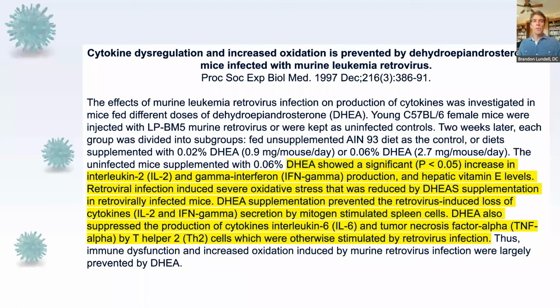Another slide, just showing that increased DHEA has actually been known in the literature for quite some time. This was back in 1997, that DHEA showed significant reduction in those cytokine storms. So without the DHEA, and testosterone, you're not able to regulate those T cells. And so you can get overproduction and underproduction of the cytokines. Next.